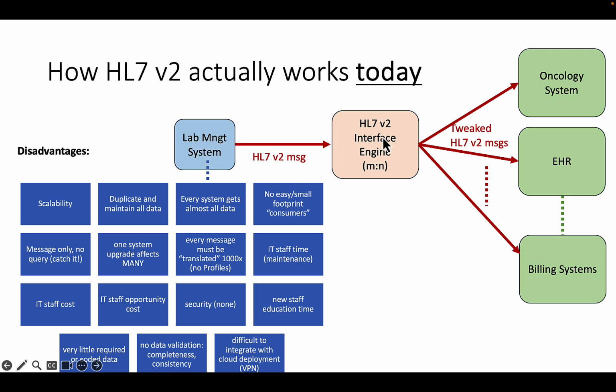Not every patient, somebody came in for a broken ankle because they were on a skateboard, is seen at the oncology system. And yet, because this is only a messaging system, you have to catch it when it gets sent out. So the oncology system needs to know about all the patients who've ever been seen at that site. So the oncology system is going to have to keep and maintain and update the record for the patient who broke their ankle on their skateboard. Every system gets almost all data. That's your skateboard oncology patient who will never be seen in oncology, hopefully.